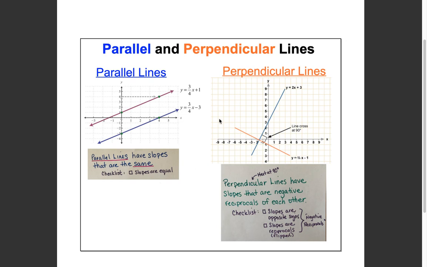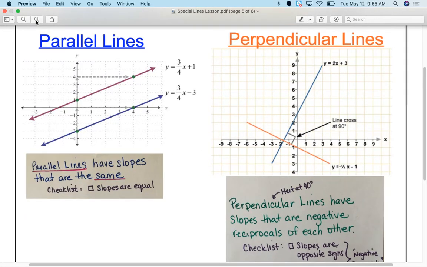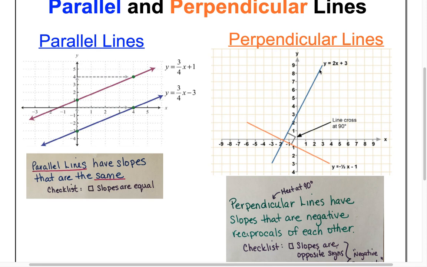Okay. Perpendicular lines. Here, I'm just going to zoom in so we can see those numbers a little bit better. I've got the line y equals 2x plus 3. And I've got the line y equals negative 1/2 x minus 1. So you can see them drawn here, and you can see that they cross at 90 degrees. So if we look in a little bit more detail at the slopes, I've got a slope of 2, and I've got a slope of negative 1/2.